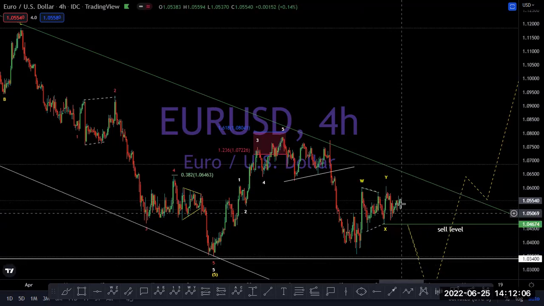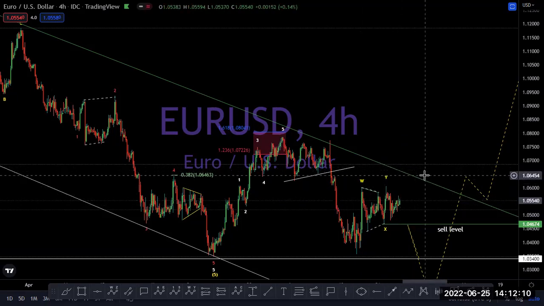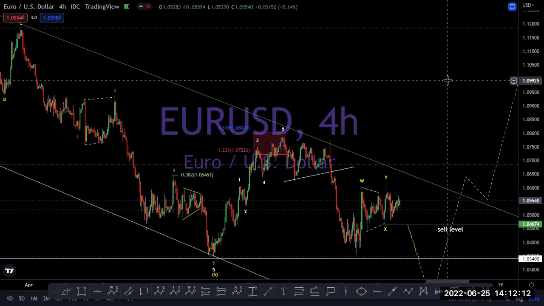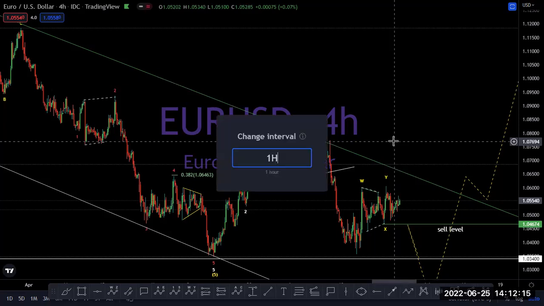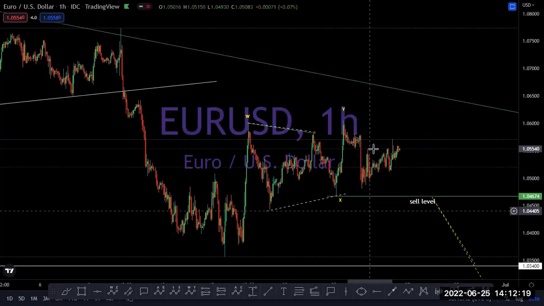But if market begins to go up from here, this will be removed. And once here is broken, we begin to buy. Okay, but in any case, I'm expecting the price to give me a lower move.